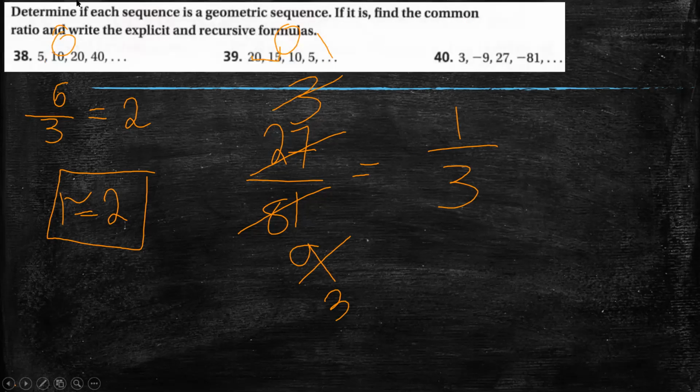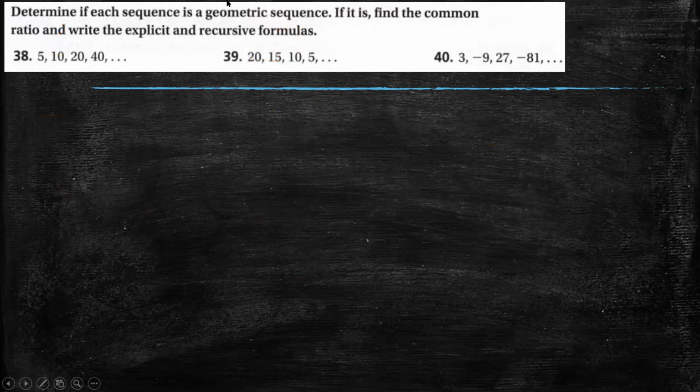Now, in this question here, I want you to determine if each sequence is geometric. If yes, find the common ratio and write the explicit and the recursive formula. I want to solve number 40. Let's see now number 40. Yes, miss.